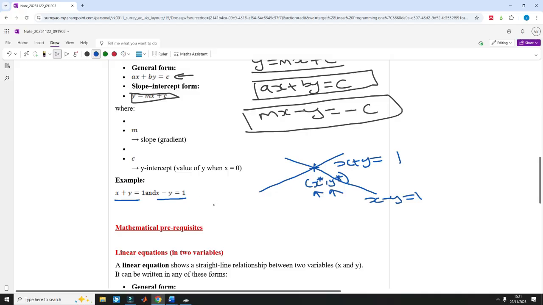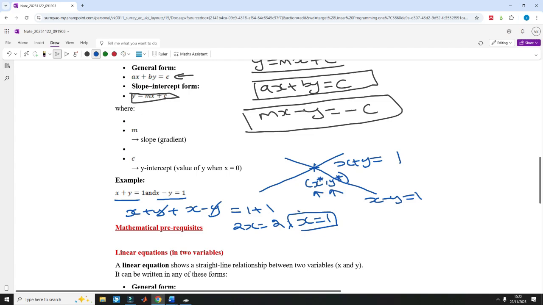So how do you solve that? This is a really simple problem. Just x plus y plus x minus y. I'm just adding these two equations. That's equal to 1 plus 1. So y gets cancelled, so 2x is equal to 2, which means x is equal to 1.